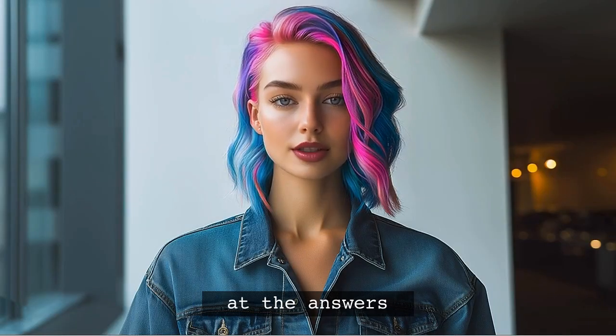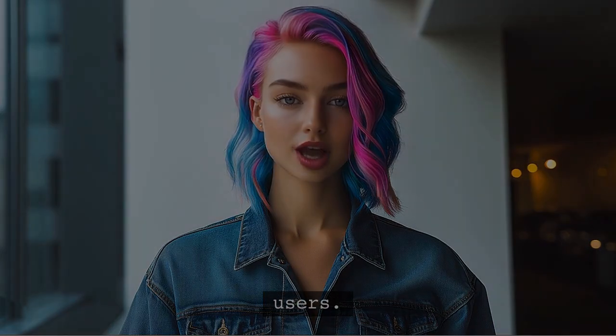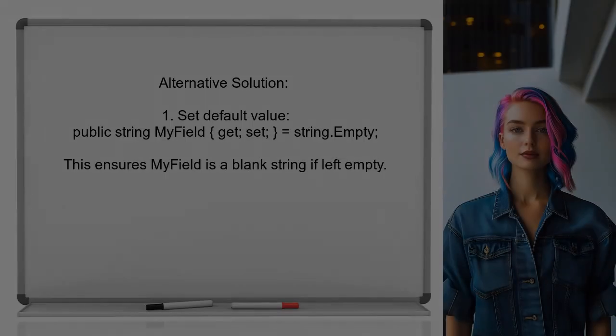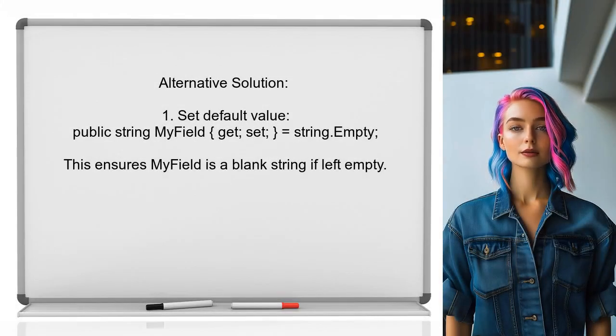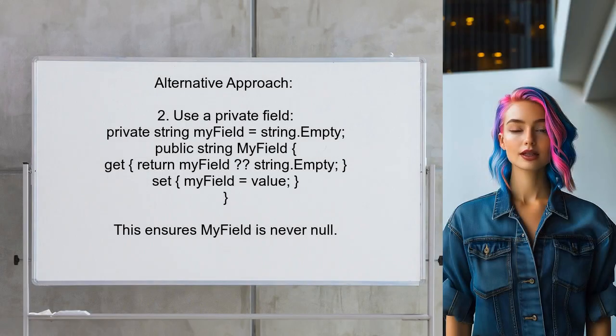Now let's look at the answers provided by other users. An alternative solution from a user suggests setting a default value for the property. You can initialize myField with an empty string like this: public string myField { get; set; } = string.Empty. If you prefer a different approach, the user also offers a more complex solution. You can create a private field and override the property to return an empty string if it's null.